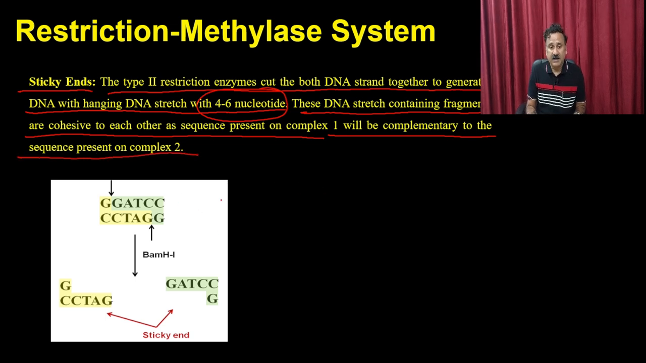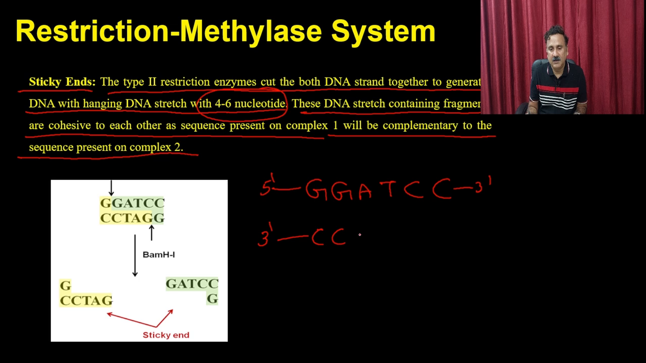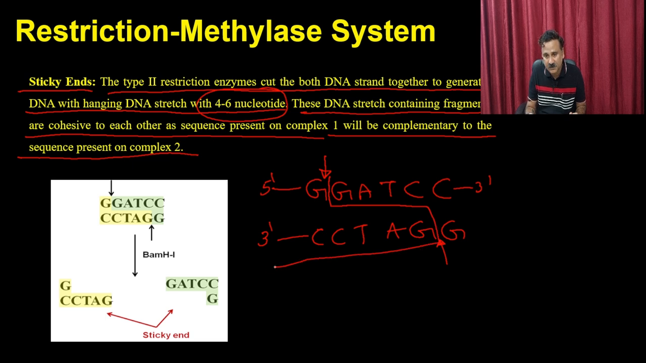Now, again you take an example. I have taken an example of this, BamHI. This is 5 prime, this is 3 prime, and again 3 prime, it will be CCTAGG. Now, where is it going to cut? It is going to cut just after the G. So, if it is cutting here, then it is actually going to generate a DNA sequence like this. Similarly, if it is going to cut like this, it is going to generate this sequence.